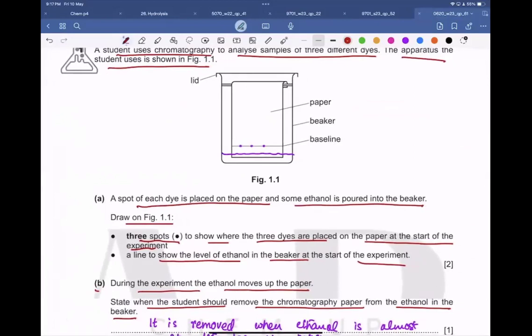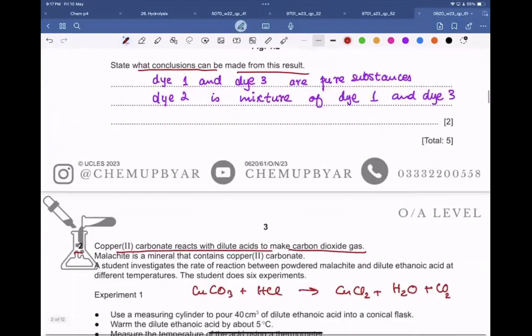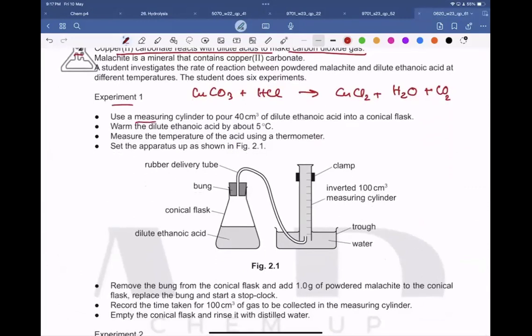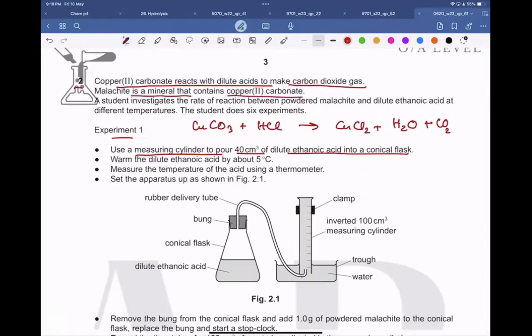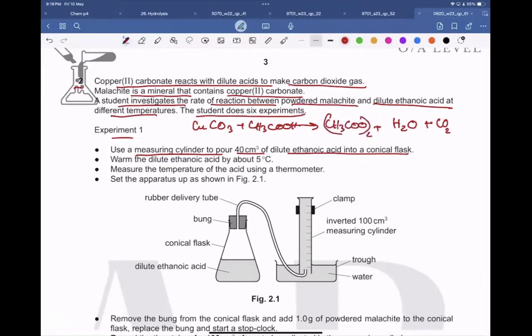Now, experiment 1. Use a measuring cylinder to pour 40 cm³ of dilute ethanoic acid into a conical flask. Malachite is a mineral that contains copper 2 carbonate. The student investigates the rate of reaction between powdered malachite and dilute ethanoic acid at different temperatures, doing 6 experiments. They have seen dilute ethanoic acid, so it is going to be CH3COOH. And here we are going to get (CH3COO)2Cu plus H2O, so twice CH3COOH.